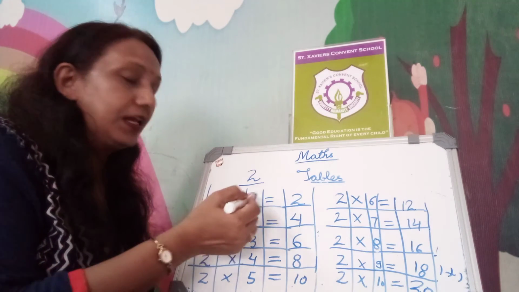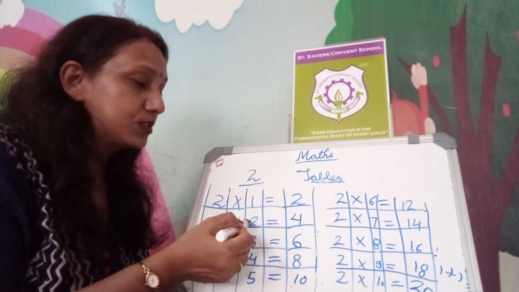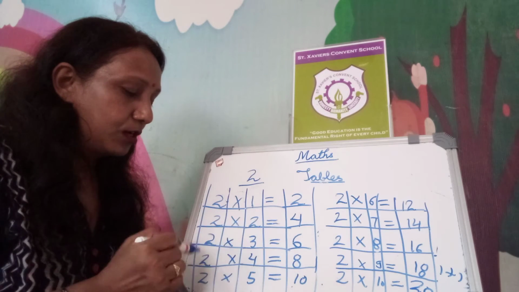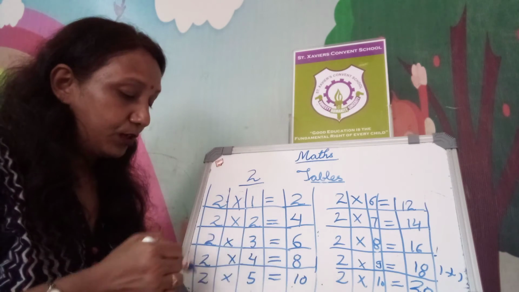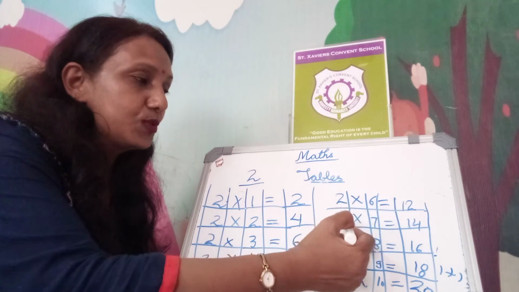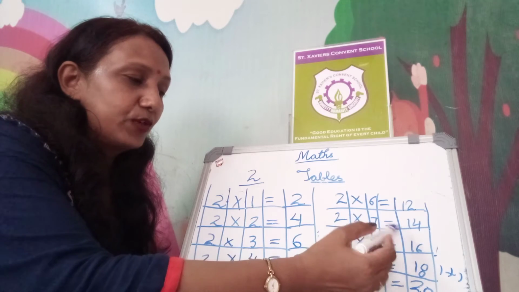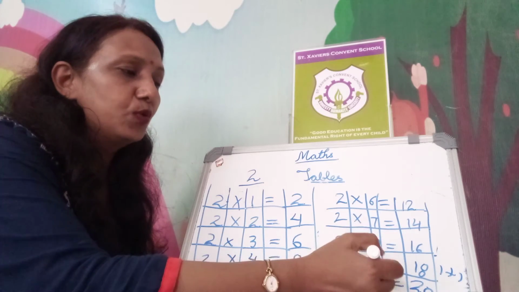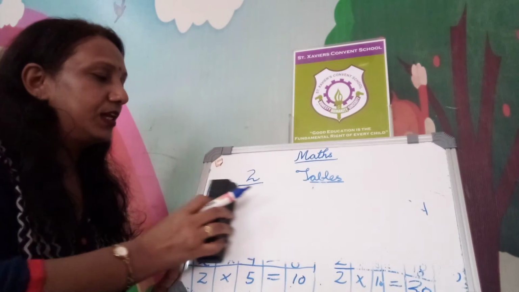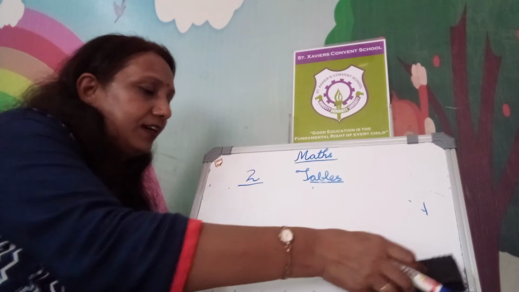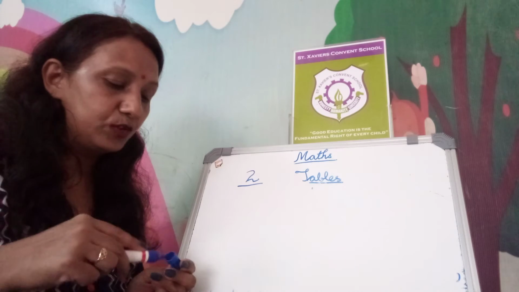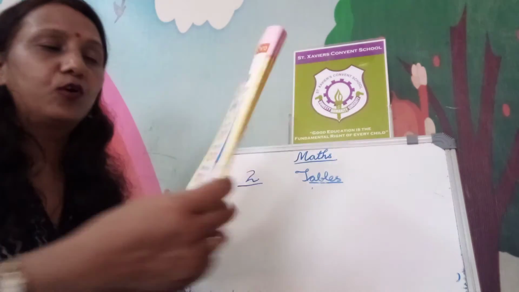2 1s are 2. 2 2s are 4. 2 3s are 6. 2 4s are 8. 2 5s are 10. 2 6s are 12. 2 7s are 14. 2 8s are 16. 2 9s are 18. And 2 10s are 20. So this way your table of 2 is done. So how will you write? You can see in your book also. I have taught you there on this board. You can see easily in your book also.